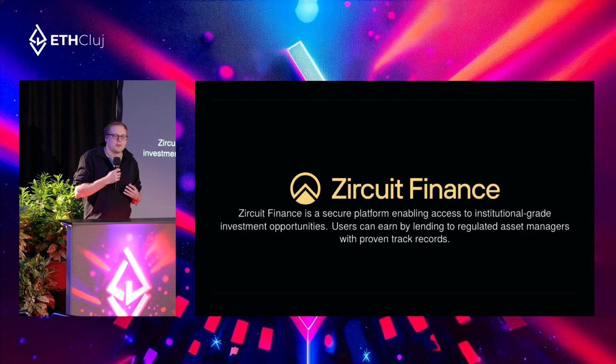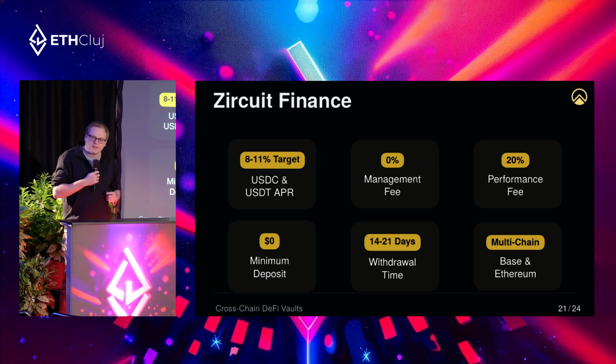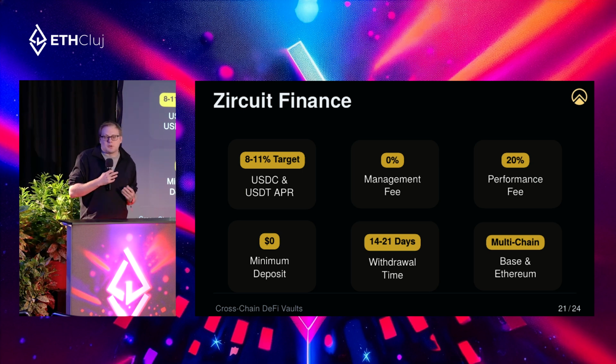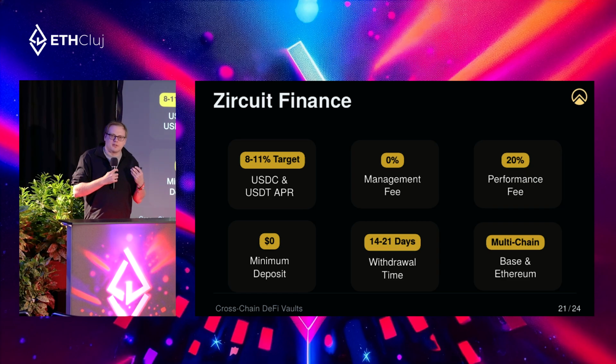Circuit Finance is a place where you can deposit funds and earn yield on stablecoins, USDC and USDT. I'll give you a quick rundown of the stats. We're targeting 8 to 11%, which we think is very competitive. This is going to be better, I think, than most pools on Aave or Morpho because they're not over-collateralized loans. We generate yields by giving funds to asset managers.